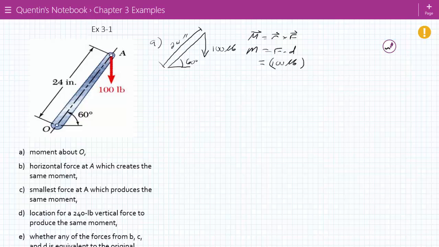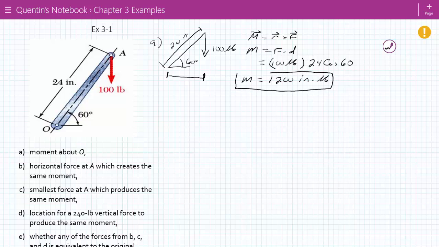Well, what distance? In this case, we're looking for the perpendicular distance to the force. Well, that distance is 24 times cosine of 60, in which case this moment ends up being, cosine of 60 is a half, so 1200 inch pounds. So that is the answer for part A. It has a moment of 1200 inch pounds.